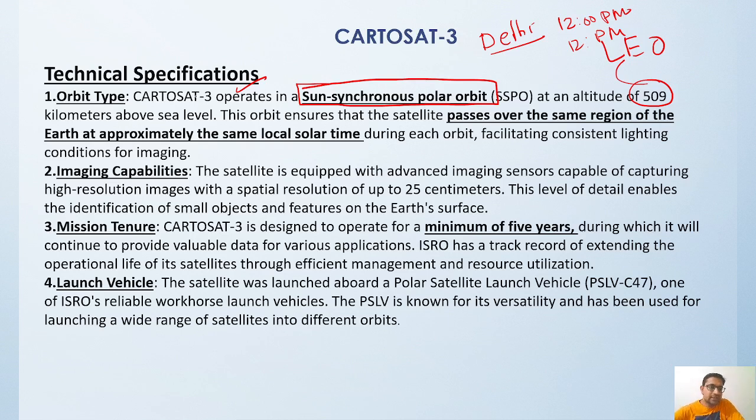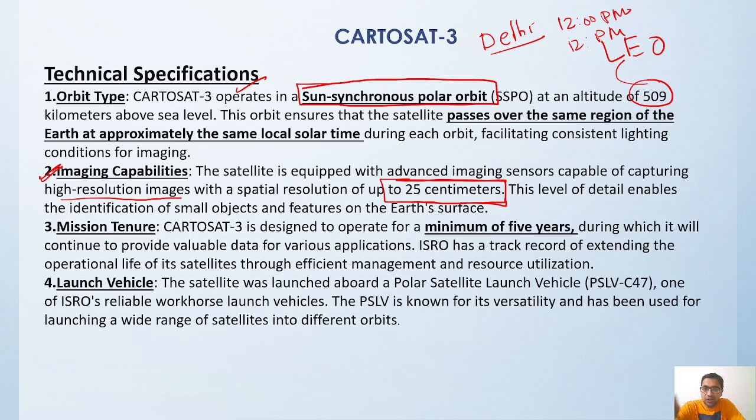Okay, now what are the imaging capabilities of this satellite? Since we have already said that this satellite is equipped with advanced imaging sensors, the high resolution images that they are going to capture will have a spatial resolution of up to 25 centimeter. That means this level of resolution will be helpful in even identifying a very small object on the earth surface.